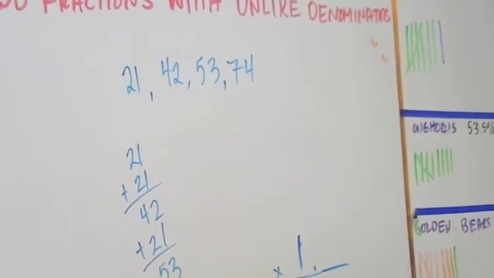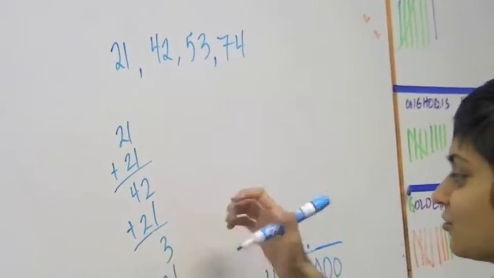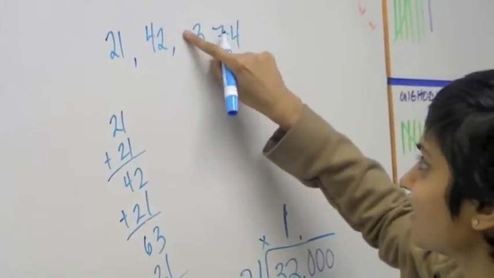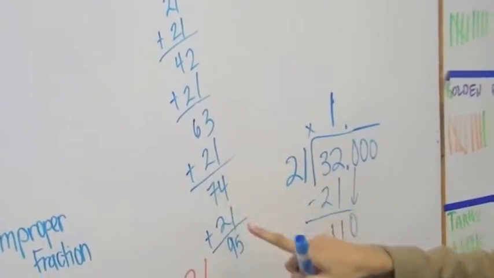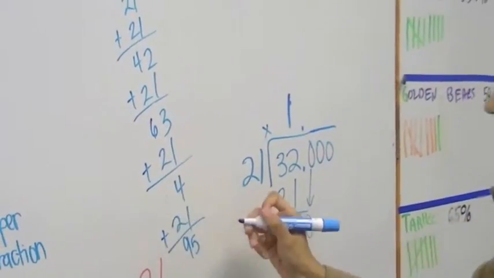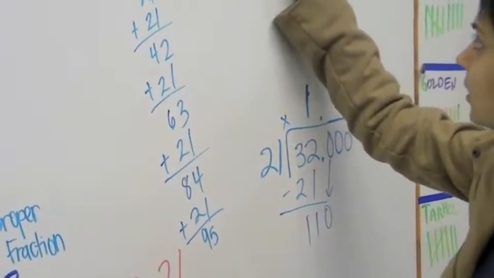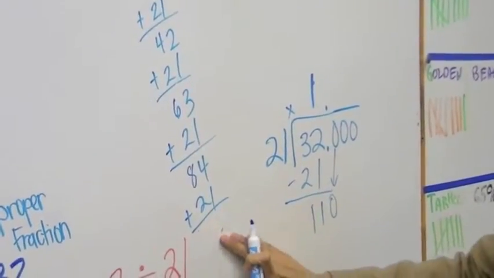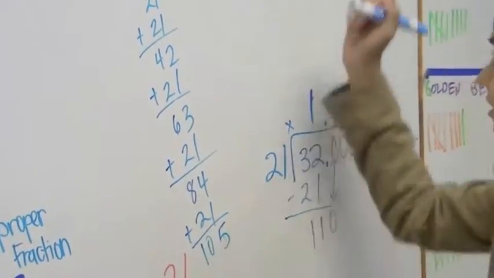I made a mistake. I don't know if anybody else caught this. I said 42 plus 21 is 53, and 42 plus 21 is actually 63. And because I messed up here, that means that I messed up in the next one too. 63 plus 21 is not 74. It's actually 84. And 84 plus 21 is actually 105.